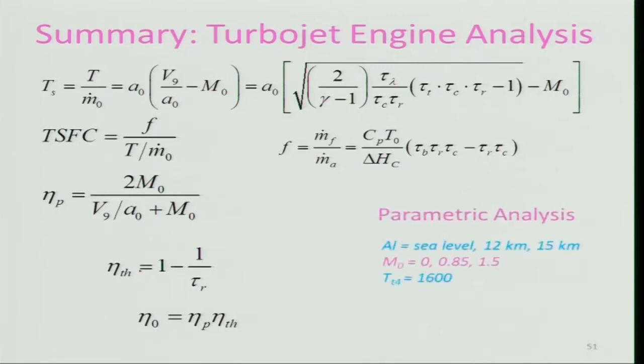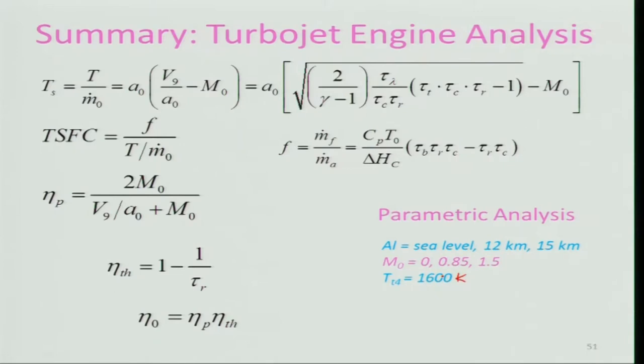And what we will do now, we will take three cases. One is the Mach number of 0, right? That is the sea level condition. Another, for the long range vehicle or passenger aircraft, is 0.85, which can operate at 12 kilometers altitude. And then the fighter aircraft, which corresponds to 1.5 at 15 kilometer altitude. We are keeping the turbine inlet temperature, or combustor exit temperature, at 1600 Kelvin, right?